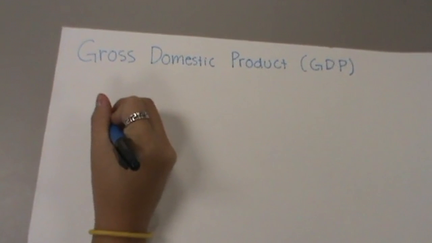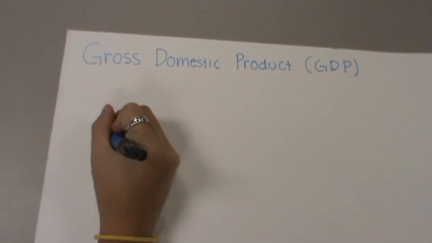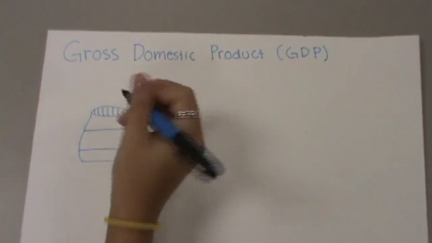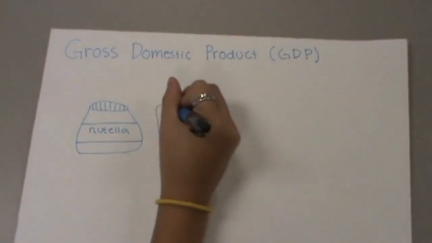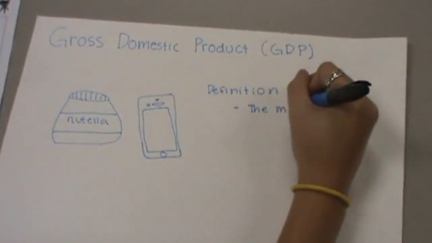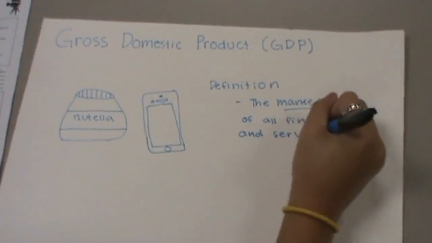Gross domestic product is the market value of all final goods and services produced in one country in 1 year. This includes things like phones, tablets, computers, food items, and vehicles.